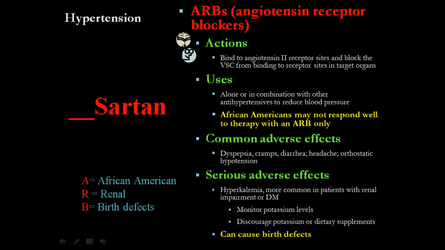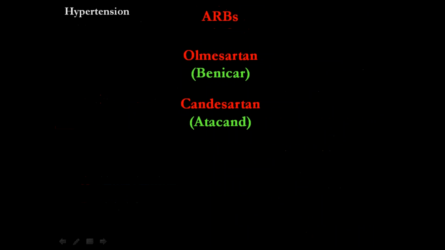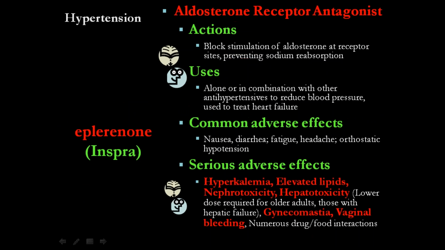All right, so let's keep going. If you have some cough, which occurs in about 30% with ACE inhibitors, you change to ARBs. They are not going to be effective in African Americans either. The suffix is going to be sartan. We have olmesartan, Benicar, that is actually the most common.